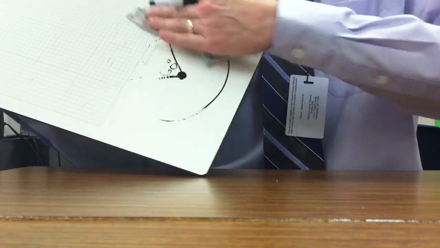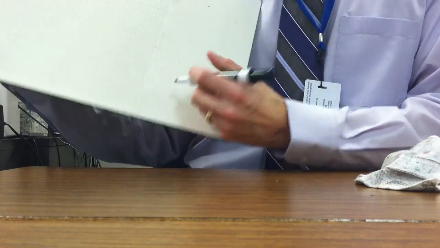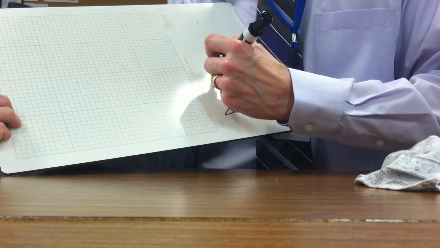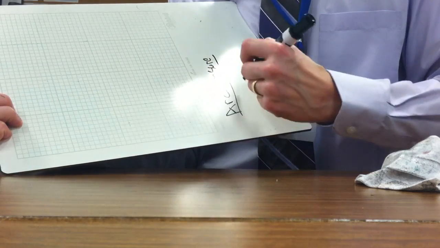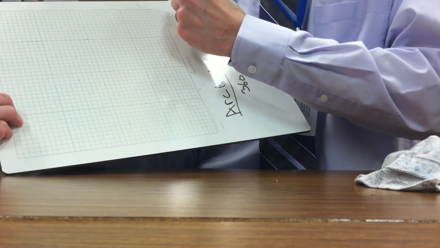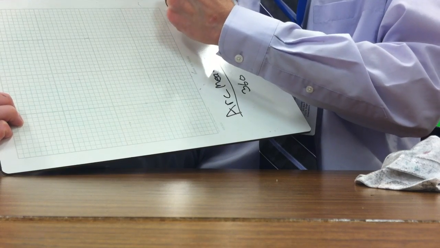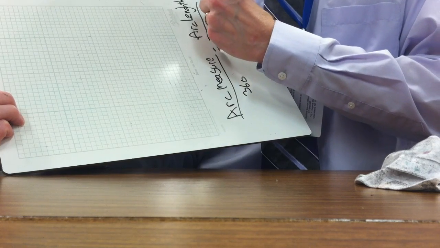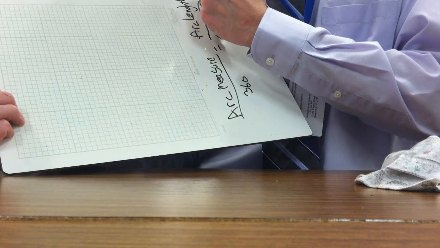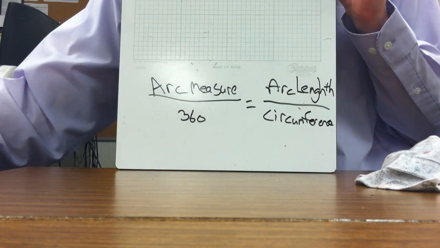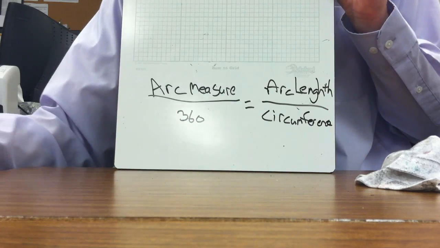So you can make a little proportion whenever you need to, and let me write it out here for you. Arc measure is always out of 360, but arc length is part of your circumference. And if you remember, the formula for circumference is 2 pi r, or pi times the diameter. So most of the time when you're dealing with arc length, you've got to set up a proportion. Okay, so try not to get arc length confused with arc measure.